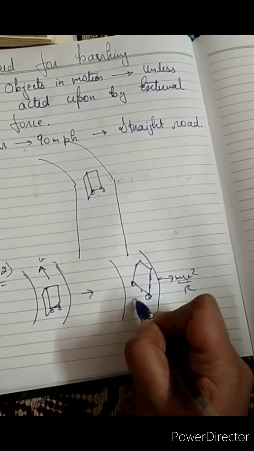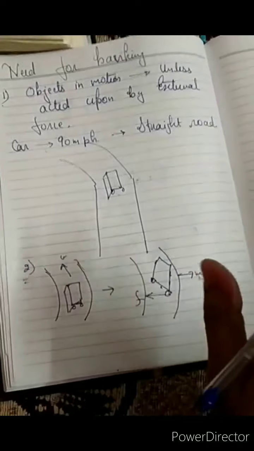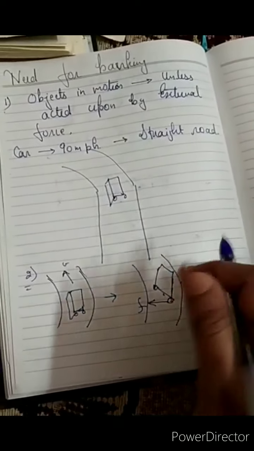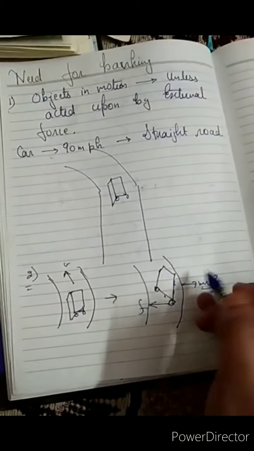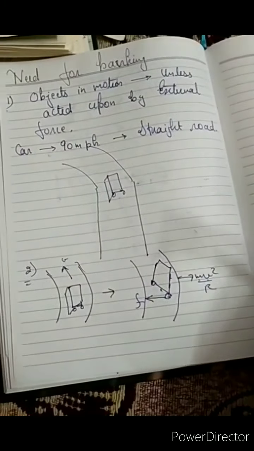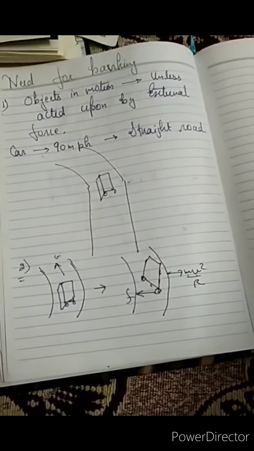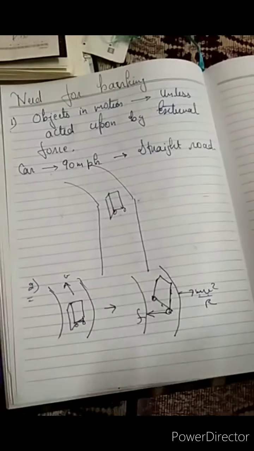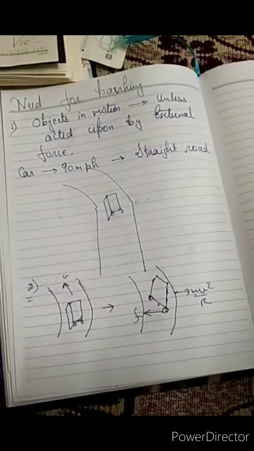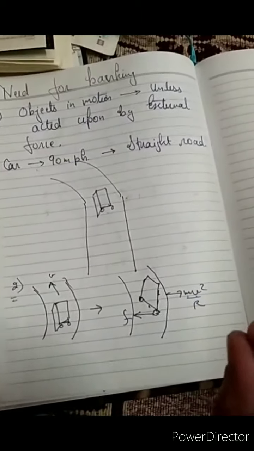This is a pivot point, and this is your friction, which is inward, and this point is above the ground. We have discussed this case earlier also. So mv square by r acts here, and this is a pivot point, and the car wants to topple because of friction. So what can you do to avoid the toppling? Suppose the road is not smooth enough, so there is a need of banking.